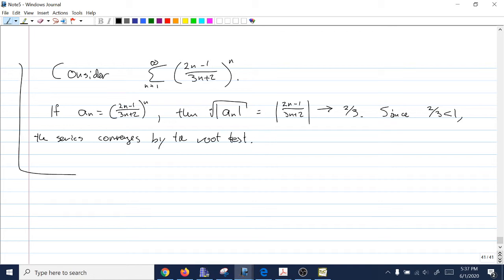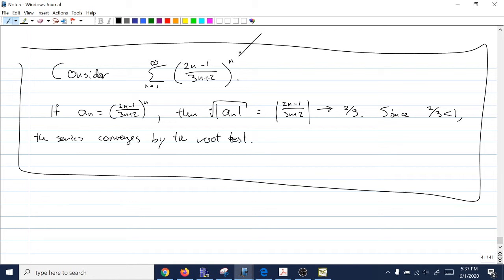Usually when it's time to use the root test, it's pretty obvious because the stuff is all being raised to the n. There are not many situations where you would use the root test that are not for that.